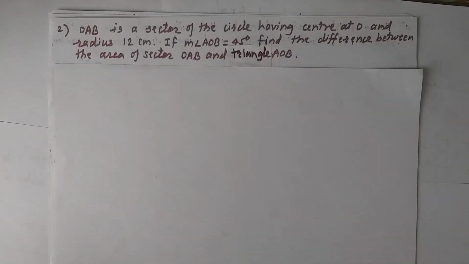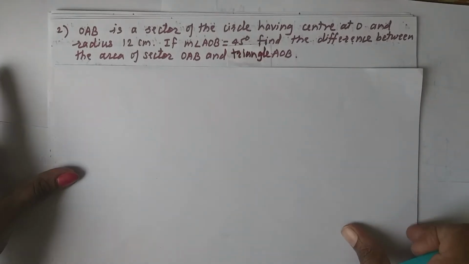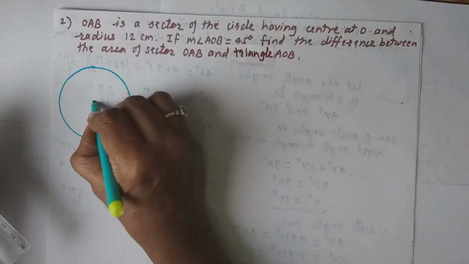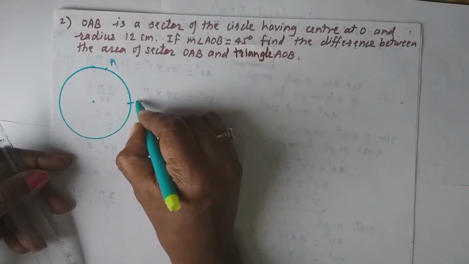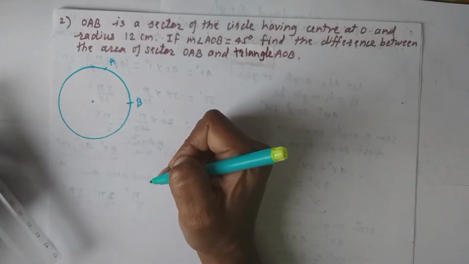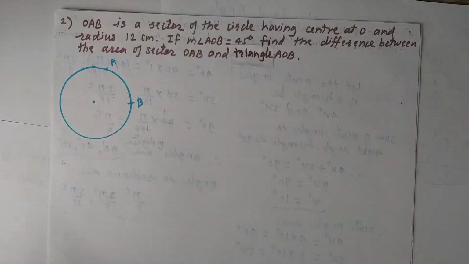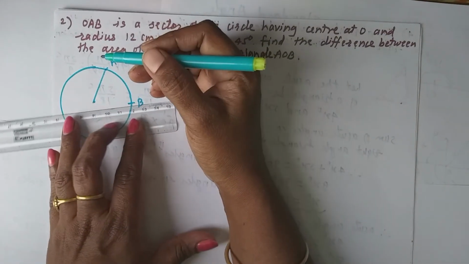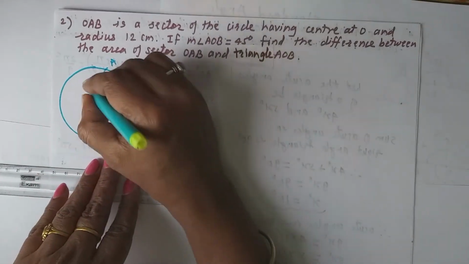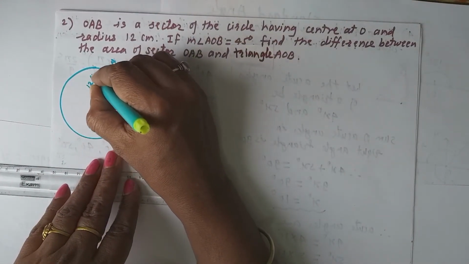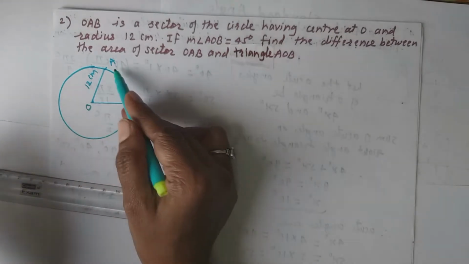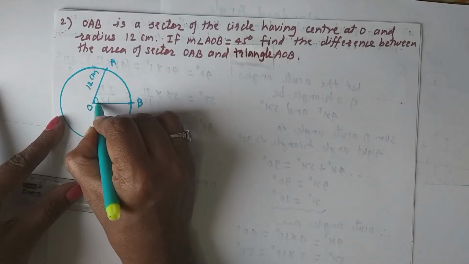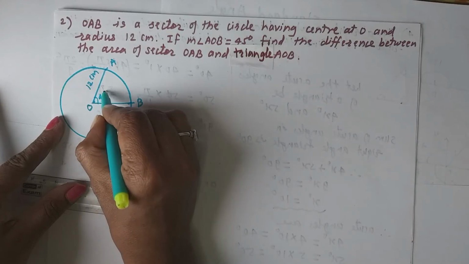Okay. Now we will draw here a rough diagram. What is given here? It is given that O is center, A and B, suppose any 2 points on the circle. Then here you join this OA and this OB. Then what is given? Radius is given 12 centimeter. This is point O. Suppose this is A and B. Angle AOB is 45 degree. This angle is 45 degree.